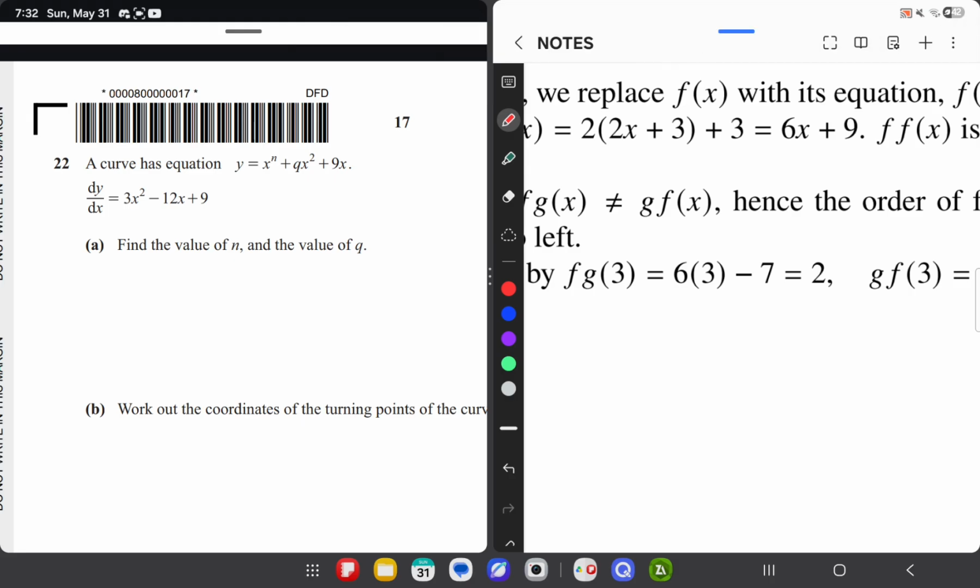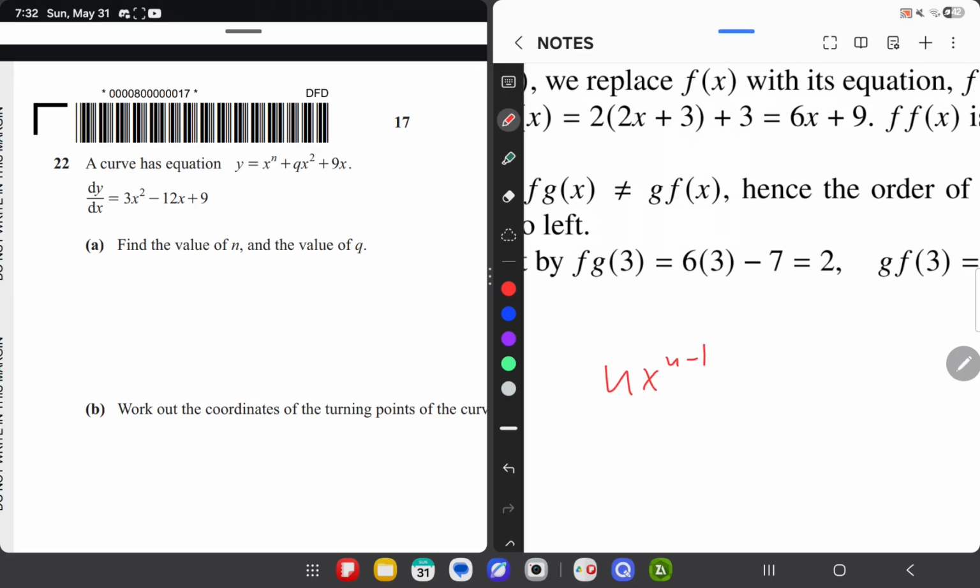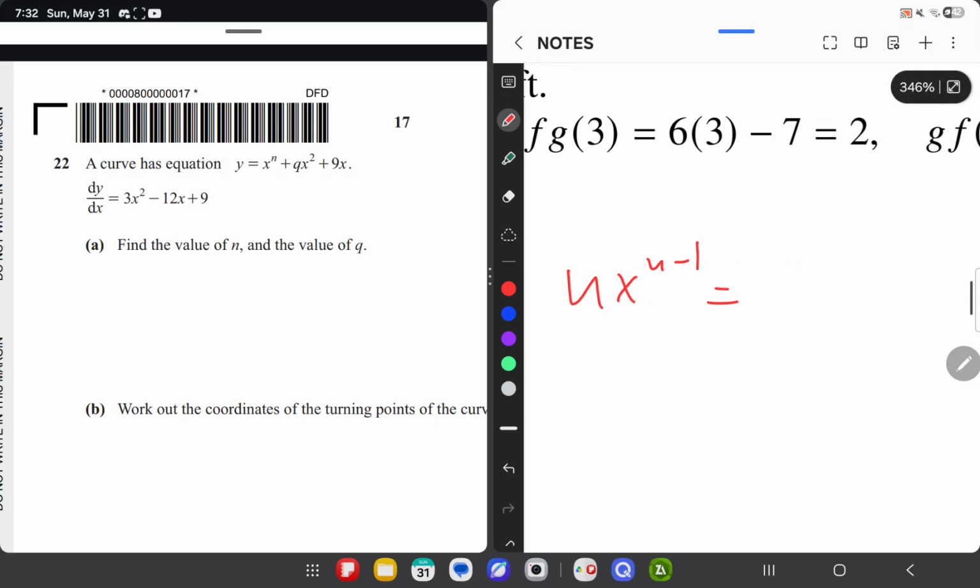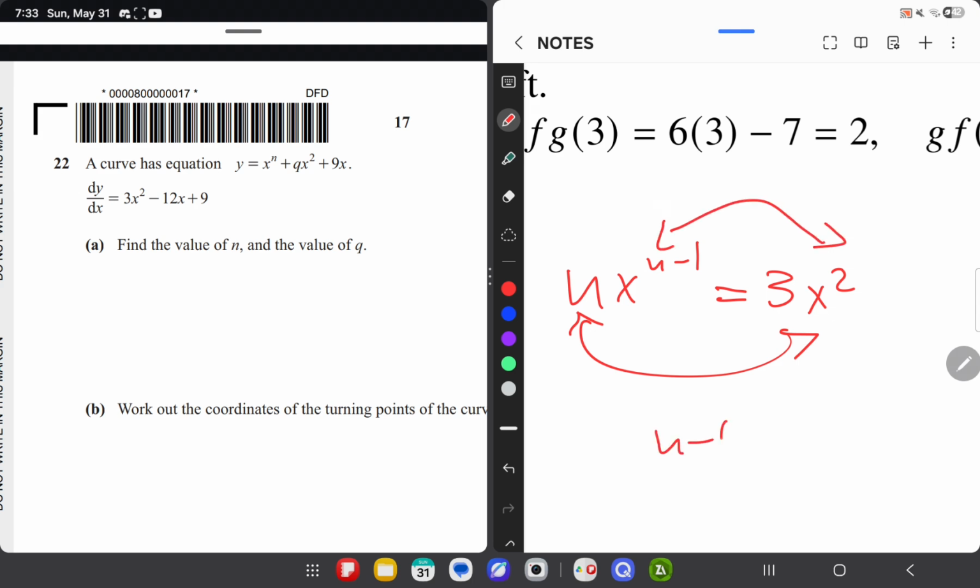Now, let's reverse this a bit. We know taking the derivative of x to the n gives us nx to the n minus 1, which is equal to 3x squared. We can see the coefficient should be the same and the power should be the same. N minus 1 is equal to 2, so n is equal to 3. Nice. So n is equal to 3.